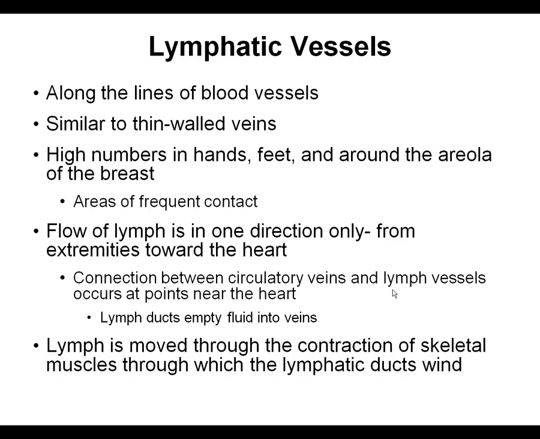Lymph is going to be moved through the body to the veins, much like venous blood flow. It's going to be via the contraction of skeletal muscles. Once those skeletal muscles contract, it's going to push that lymph up. Ducts are going to close, and it'll finally make its way up to the heart, where it will be dumped into the venous blood flow and be recirculated.